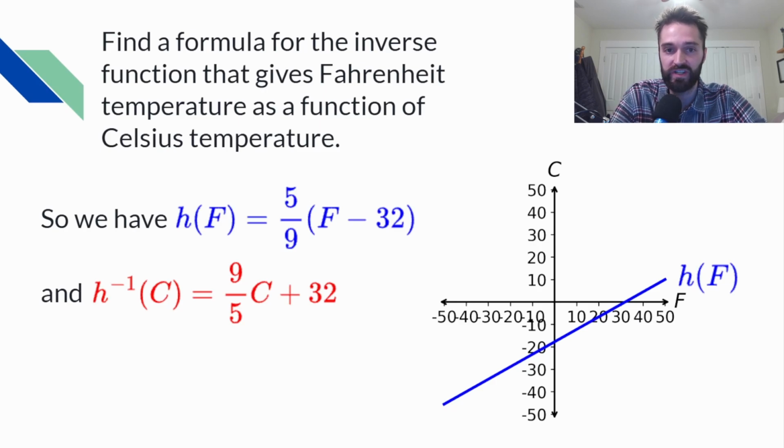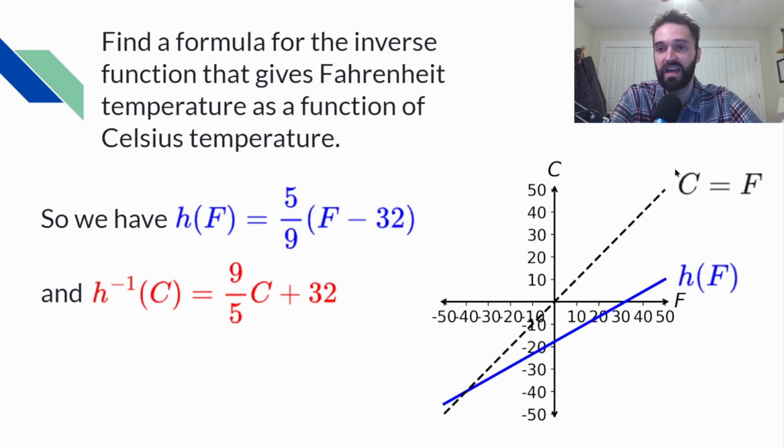One thing that's really interesting about inverse functions is that their graphs are reflections across the line y equals x. In this case, I have the line C equals F. C is like y, and F is like x. So this is the line y equals x. And the graph of the inverse function is going to be a reflection across this dotted line.